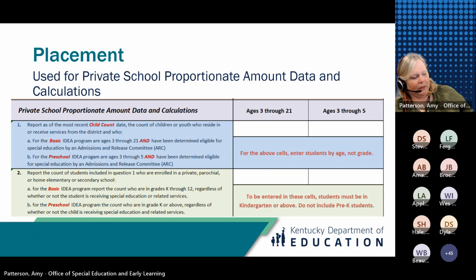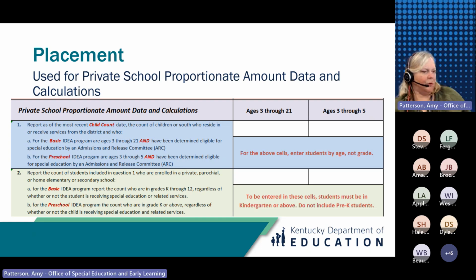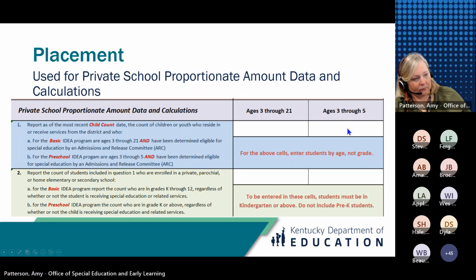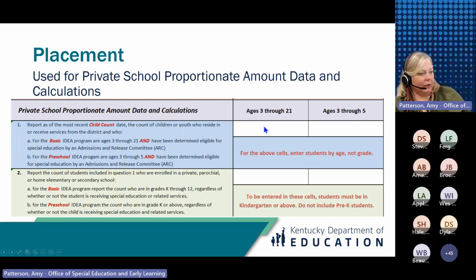This is a little confusing as well. We need students by age, not grades. So if you have a 5-year-old, they are going to be included in this ages 3 through 5, whether they're in kindergarten or preschool. And then you're going to include all kids in this one, ages 3 through 21.